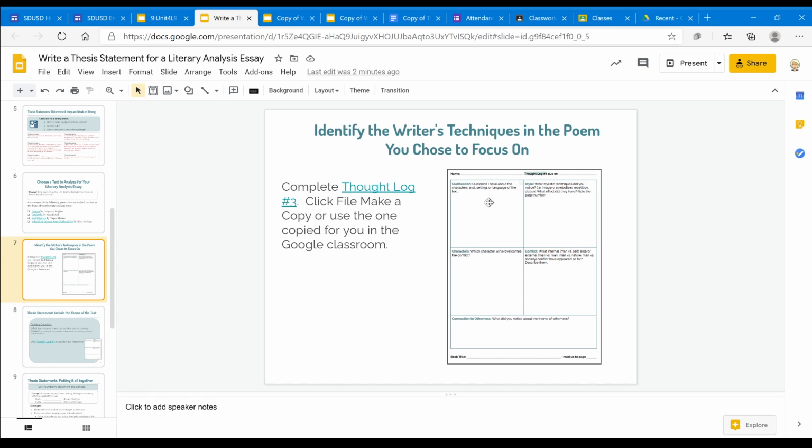First, paraphrase or summarize the poem. Second, analyze the author's style. Third, analyze the characters. Fourth, analyze the conflict. And fifth, write the connection to the theme of otherness.